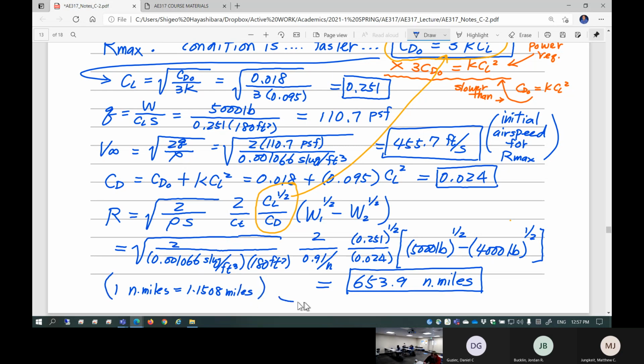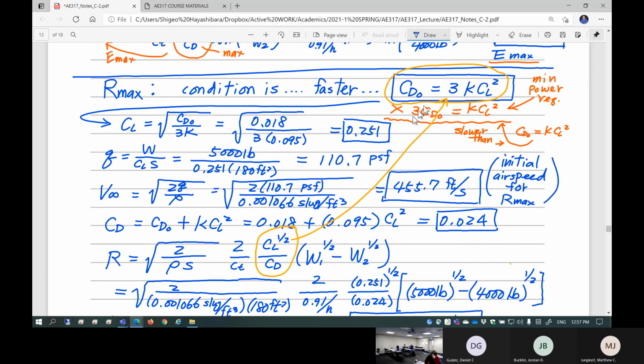So let's be careful. This is the maximum range, because this is the maximum. The condition for this being maximum, mathematically speaking, is this: CDO equals 3 times K times CL squared. In other words, parasite drag is 3 times bigger than induced drag, and that is going to optimize this ratio. That is going to give you the maximum range.